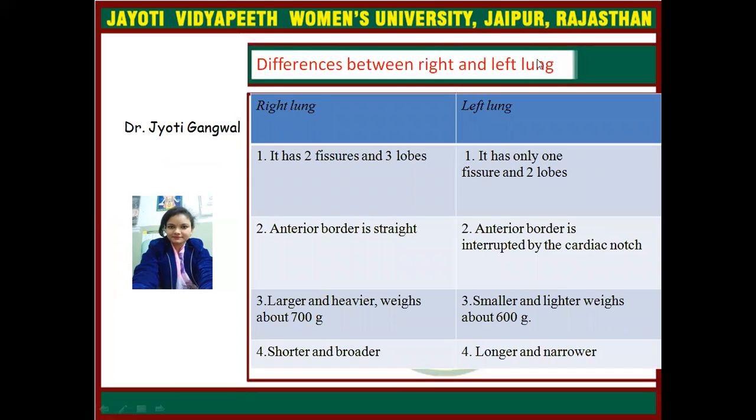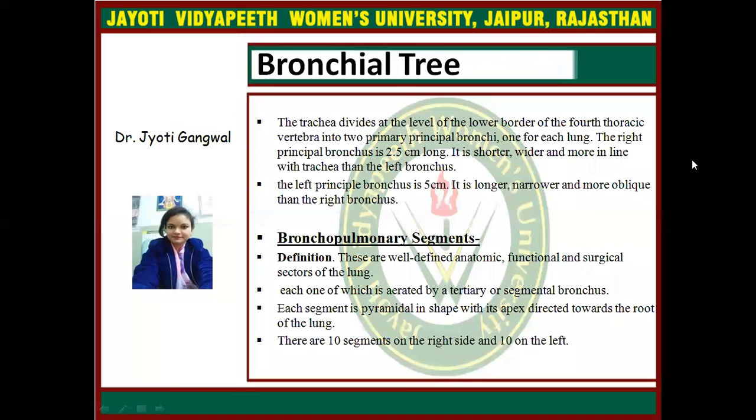Now the difference between the right and left lung. The right lung has two fissures and three lobes. On the left side, it has one fissure and two lobes. Right side anterior border is straight, and the left side anterior border is obstructed by the cardiac notch. The right lung is larger and heavier, and it weighs about 700 grams. And the left lung is smaller and lighter, weighs about 600 grams. The right lung is shorter and broader, and the left lung is longer and narrower.